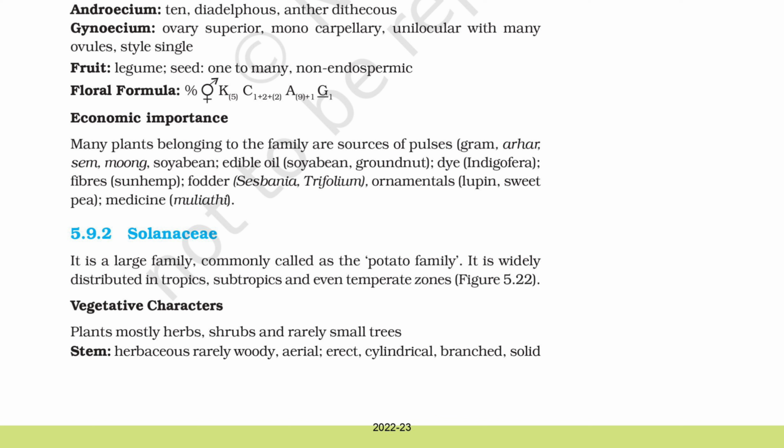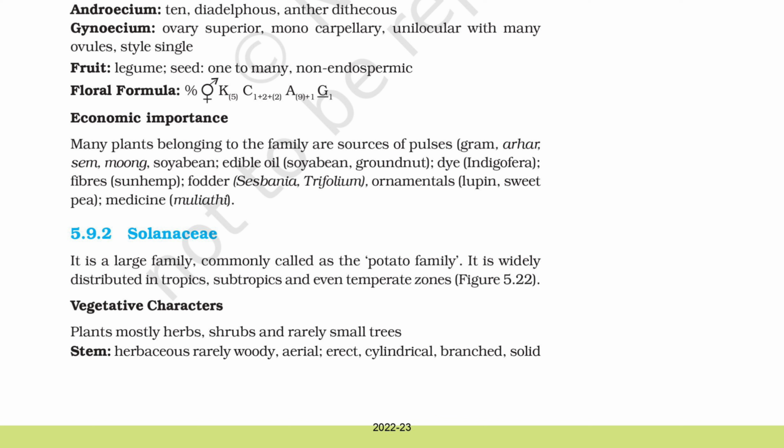Economic importance. Many plants belonging to the family are sources of pulses: gram, arhar, sem, moong, soybean; edible oil: soybean, groundnut; dye: indigofera; fibers: sunhemp; fodder: sesbania, trifolium; ornamentals: lupin, sweet pea; medicine: mulethi.